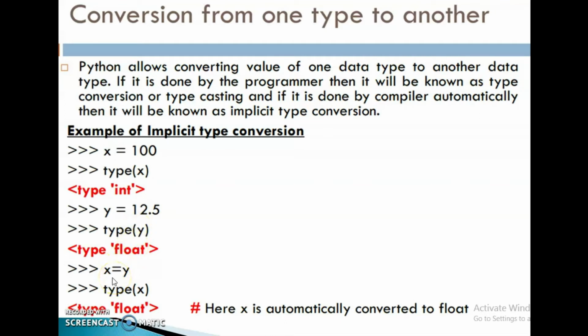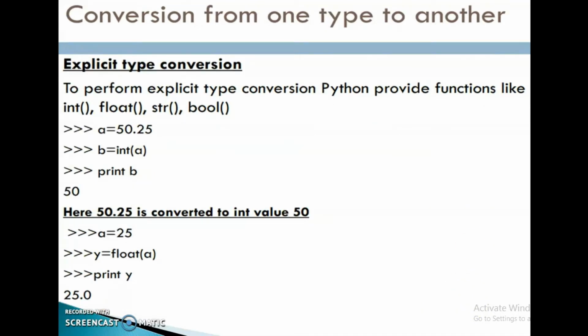Then next statement, x is equal to y. y is the float type value, x is the int type value. Then we assign this y float type value to this variable x. That time this x is automatically converted to float. Type of x is float. Here x is automatically converted to float. That is known as implicit type conversion. Okay, clear?